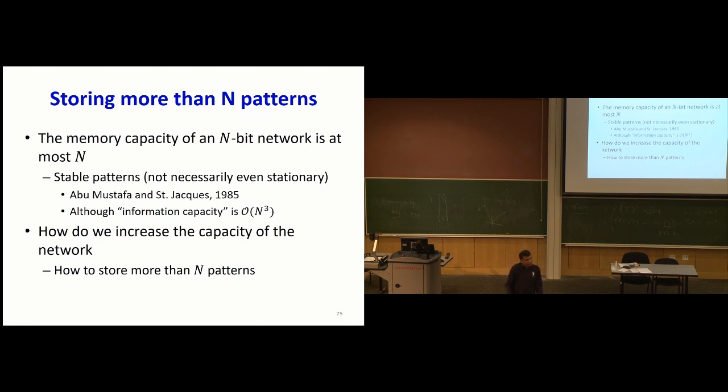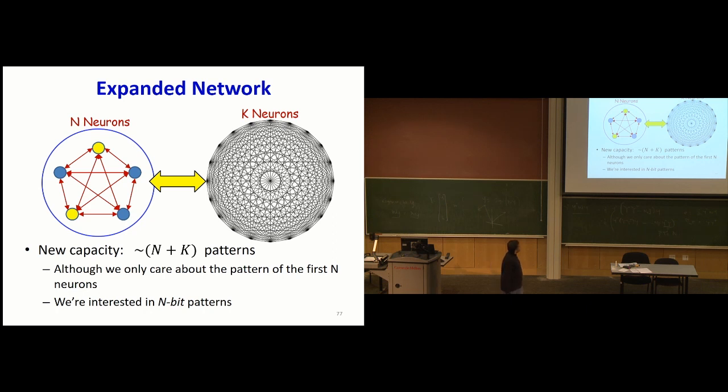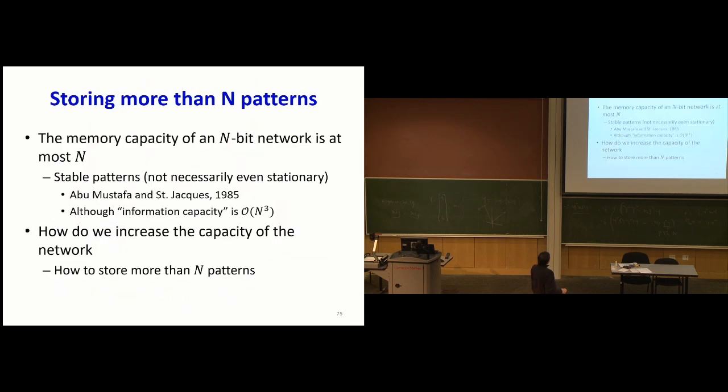In fact, theoretically, I can show you that if my network has n neurons, then I can store at most n patterns by intention. But now I want to store more than n patterns. What can I do? So what I will do is this very simple trick. I'm going to add a large number of neurons whose actual values I don't really care about. So what does this mean? If I add k neurons, the new capacity is going to be n plus k, although I only care about the pattern of the first n neurons. We are only interested in n-bit patterns.